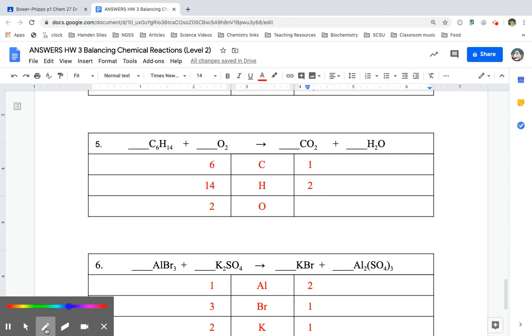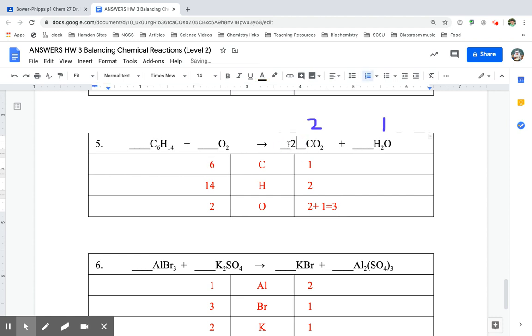C's, H's, and O's. Whee! It's the fun one again. I've counted everything already, but I'm going to add up my O's specially. 2 plus 1 equals 3 oxygens. First carbons, 6 and 1. So I'm going to put a 6 there. It changes my C's to a 6, and it changes my oxygens. 6 times 2 is now 12. 12 plus 1. So that means we have 13.